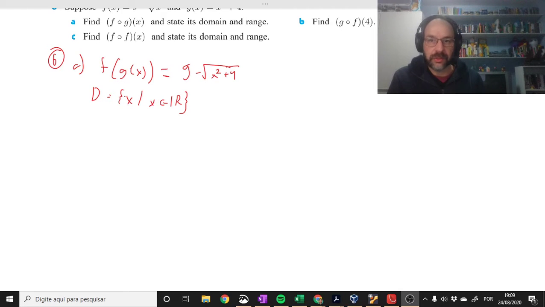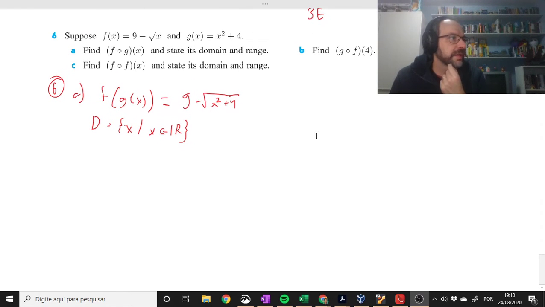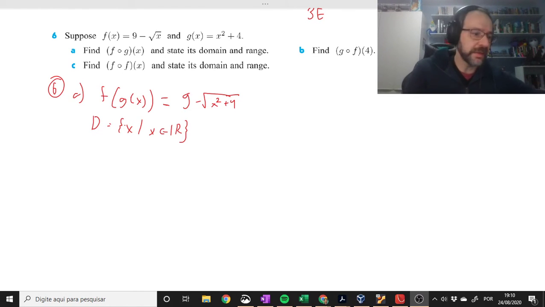So we are in 3E from Haese SL2, number 6, letter A. So the first part is really straightforward because it's asking for us just to compose the two functions, f of g of x. That means we're just going to plug the whole g of x in the place of x. Okay, that part is easy.